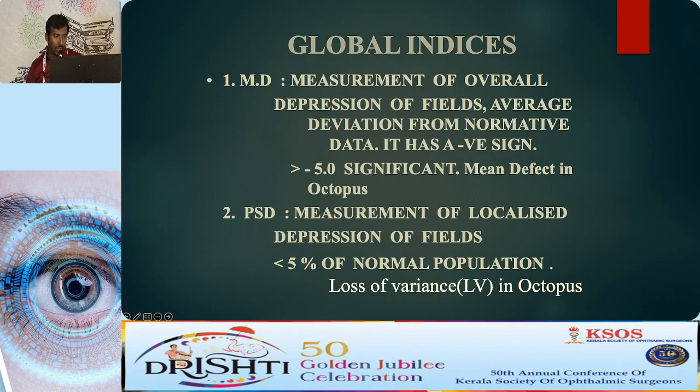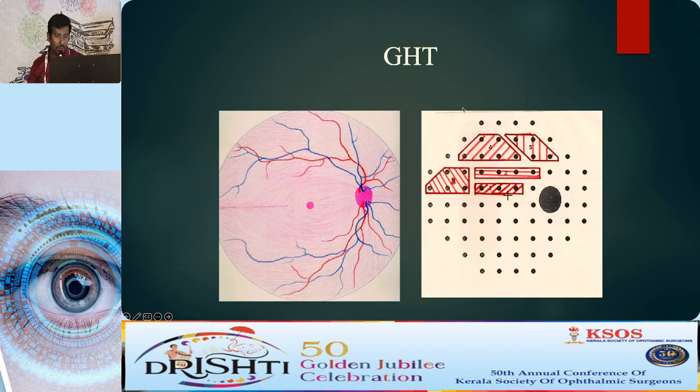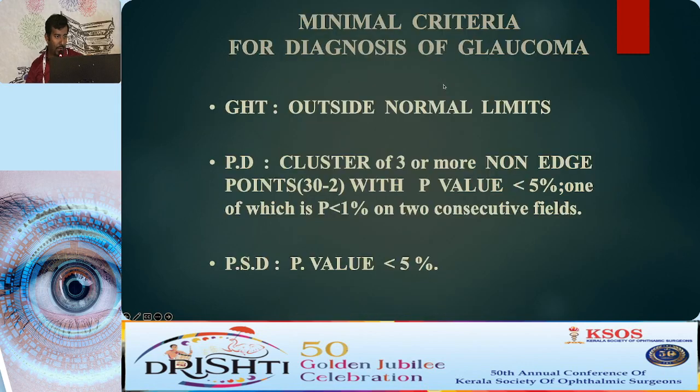And these are the global indices, mean deviation and pattern standard deviation. We'll not go into the details of that right now. This is the glaucoma hemifield test. This looks at both the upper and lower sections and looks for any loss of symmetry. If there is a loss of symmetry in these quadrants, then that shows up as a glaucoma hemifield test abnormal. So within normal limits, outside normal limits, borderline, or generalized decrease in sensitivity, abnormally high sensitivity, or low patient reliability. These are all the outputs which can come from the glaucoma hemifield test.